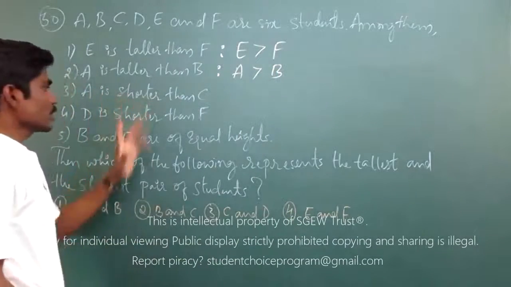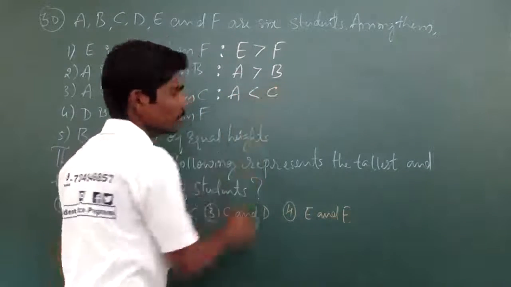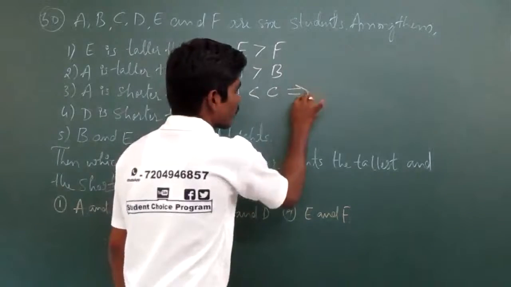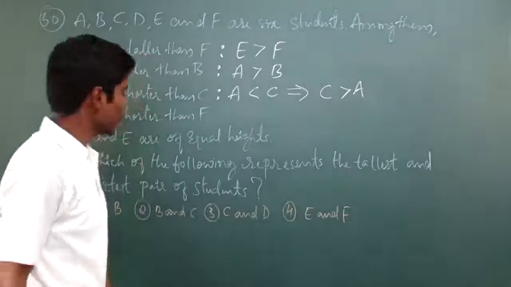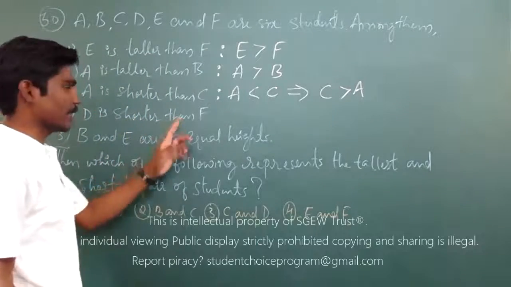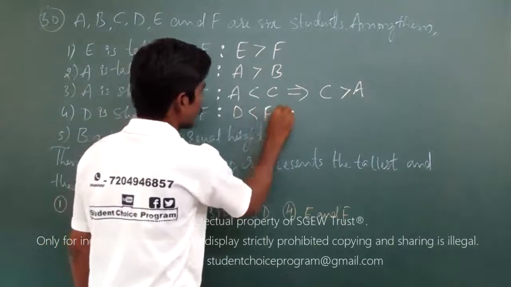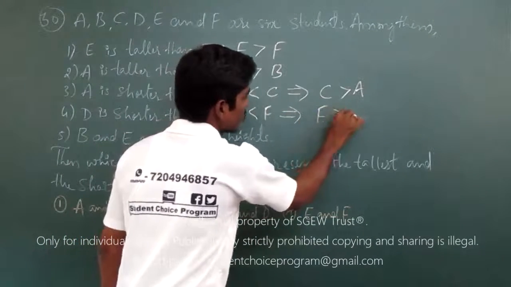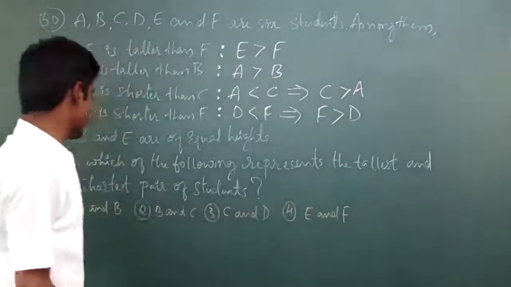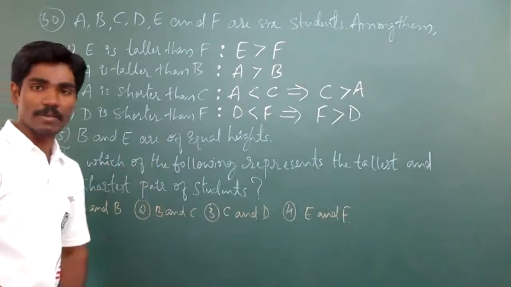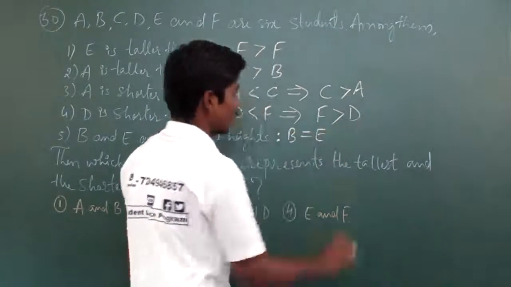Now, A is shorter than C, which implies C is taller than A. Okay. Now, D is shorter than F, which is nothing but F is taller than D. Okay. Now, B and E are of equal heights.